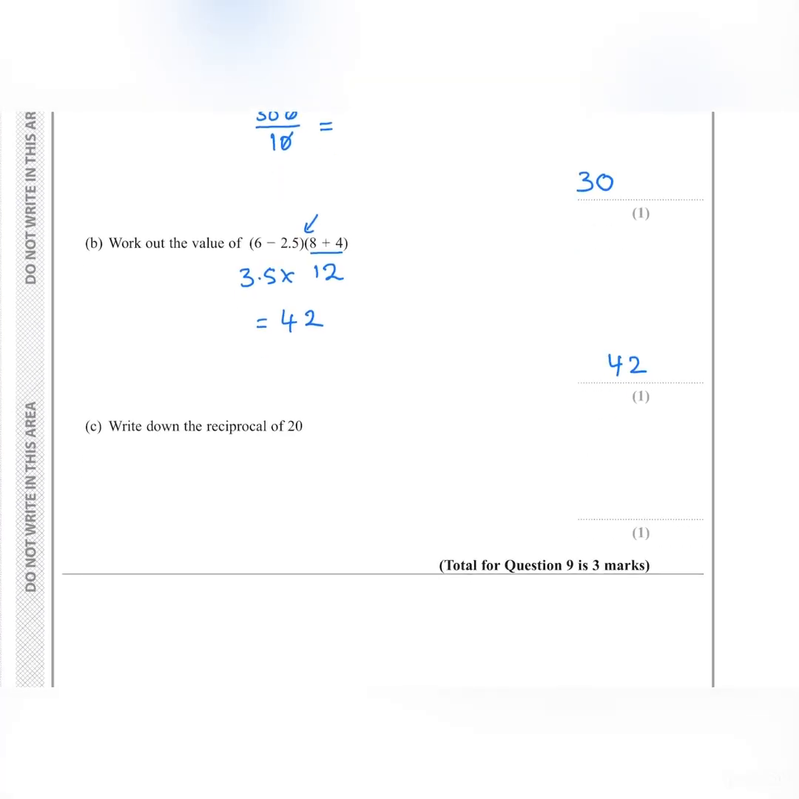Okay, part C says, write down the reciprocal of 20. Well, that means simply 1 over 20. Okay.